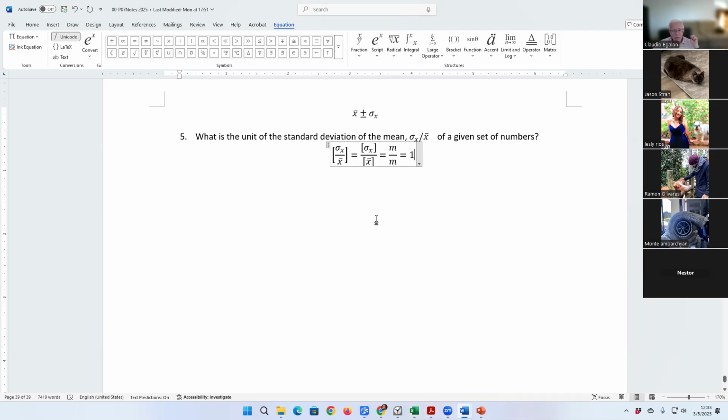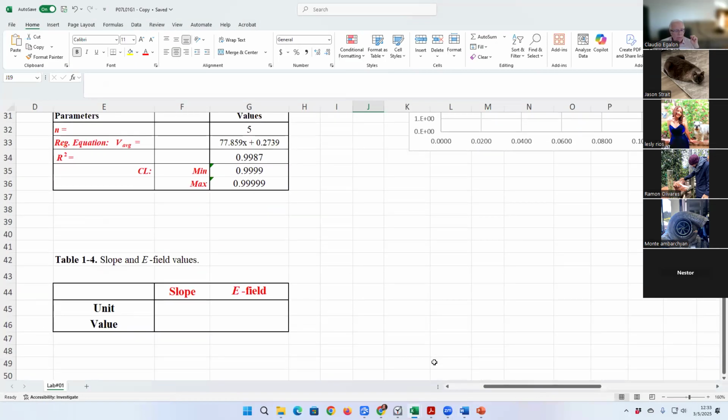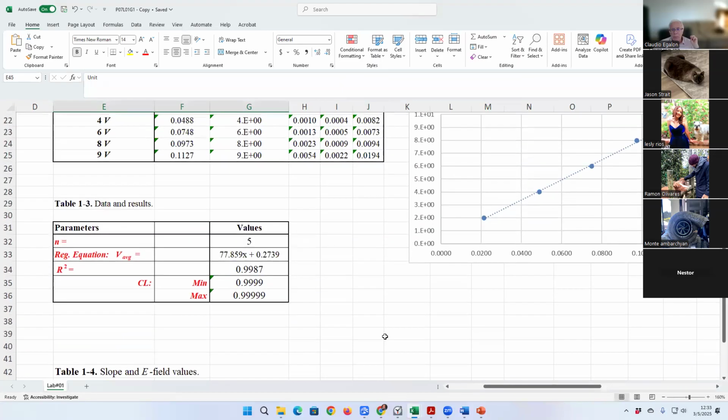What time is that? 12:33. You have 20 more minutes to go. Don't forget the units too: units of the slope, units of the electric field. You can do dimensional analysis for that.